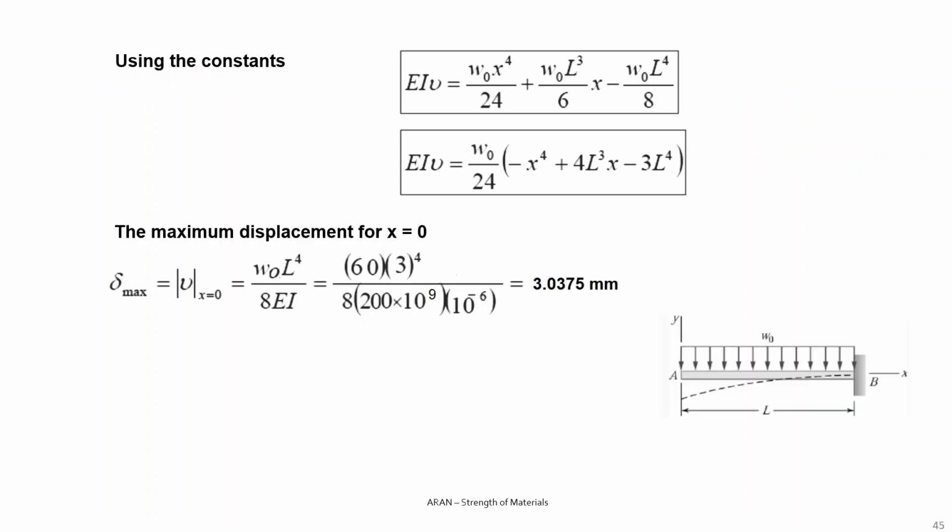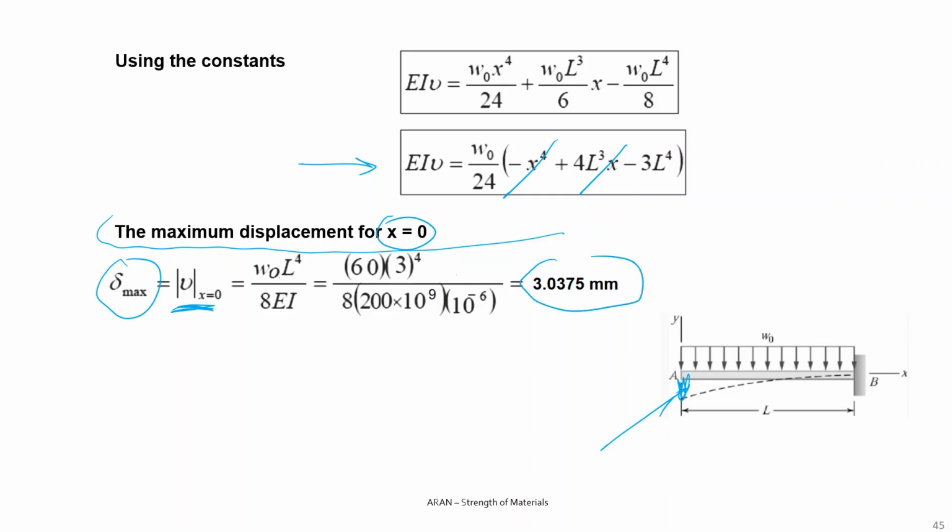So, where is the maximum displacement? It is when x equals 0, this point. So I put x equal to 0, and if you calculate the delta, which is the absolute value of v, you find that it is approximately 3 millimeters. The deflection of the beam at point A is 3.03.